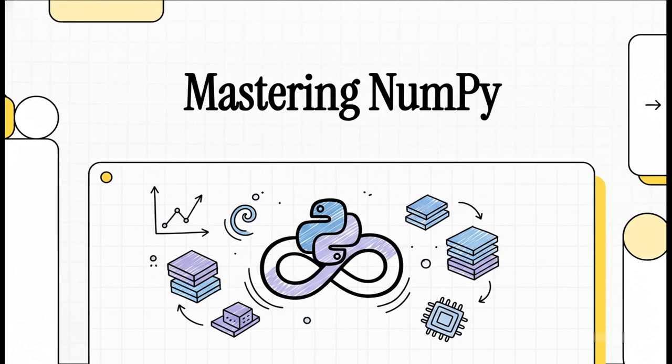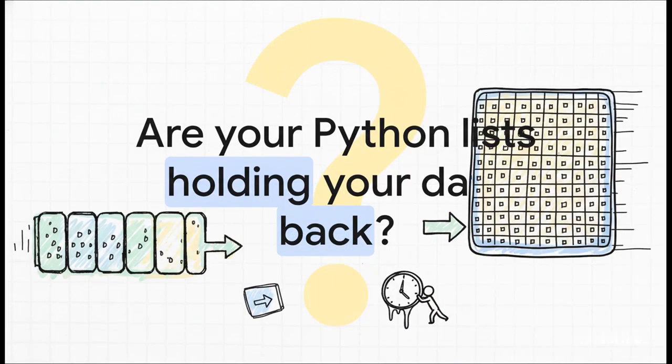Let's dive into NumPy. You've probably used Python lists for, well, everything. They're super flexible, they're easy, and for smaller jobs, they're perfect. But what happens when you're not dealing with 10 items, but 10,000 or a million? All of a sudden, that flexibility becomes a major bottleneck. Your code just crawls, and you're left waiting. And that's the exact problem we're here to solve today.